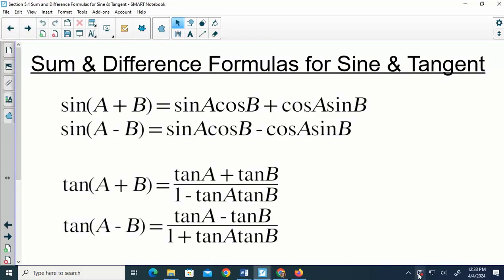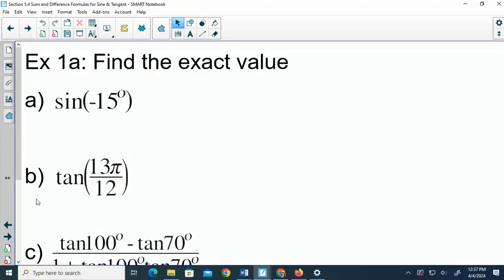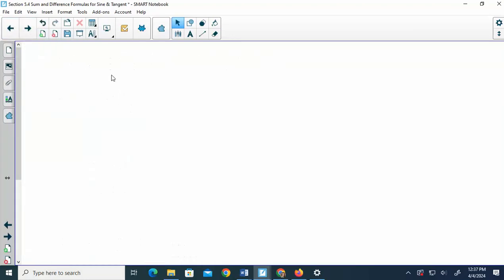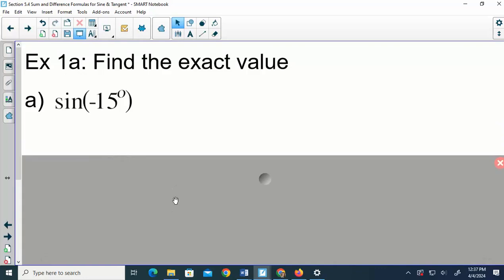First, jot those down. These will be the last formulas we put on this tab. The bottom two? Or all four? Do the exact same things that we did yesterday, just more formulas. If I said exact value, that means not with a decimal, using radicals. So we have to rewrite it in terms of angles that we know.